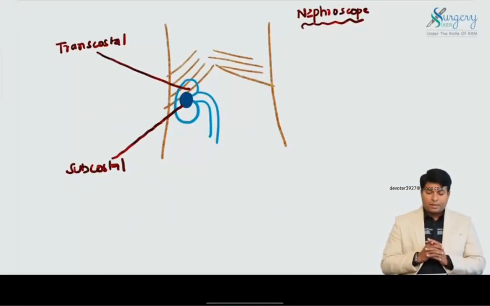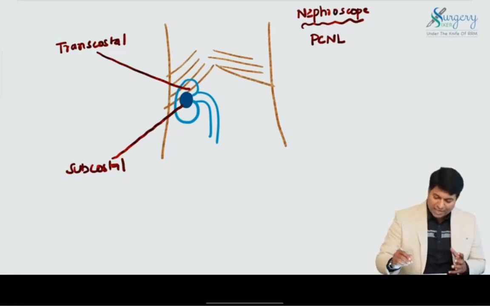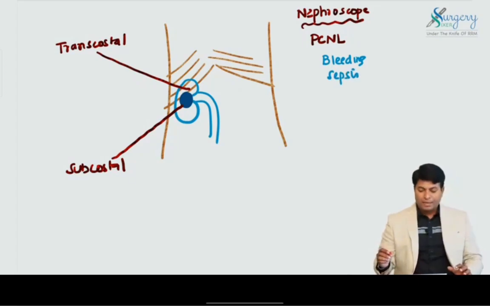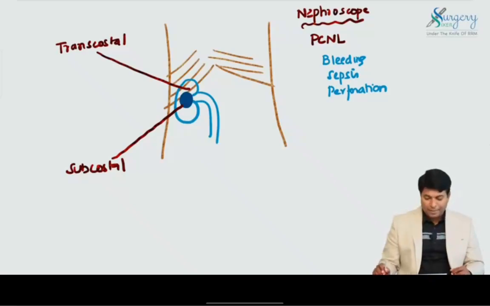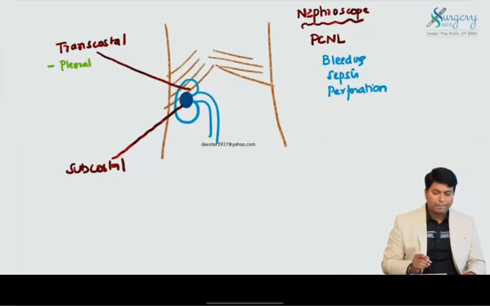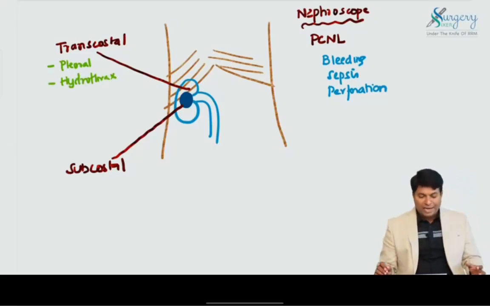In this method, PCNL, percutaneous nephrolithotomy, what complications can you expect? In general they are bleeding and sepsis. We can also cause perforation of the bowel. I have seen around 3 cases after PCNL that we have operated. By going through the transcostal approach, special complications are pleural injury, and you can cause hydrothorax.